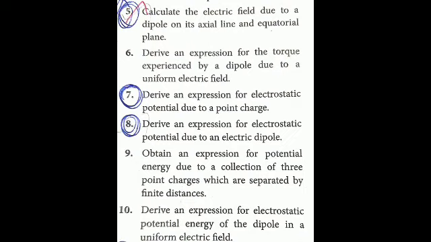Next, obtain an expression for potential energy due to a collection of 3 point charges which are separated by finite distance. Last one, derive an expression for electrostatic potential energy of the dipole in a uniform electric field. Students, watch this video again and again and get ready to read these questions and answers well. I have given you homework. Read and understand the questions and answers and then write the answers 3 times in your classwork note. Students, read and write the questions with answers thoroughly.